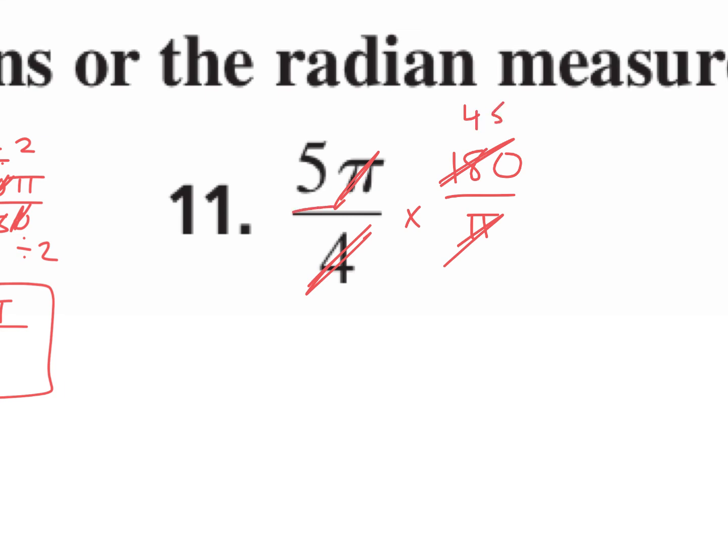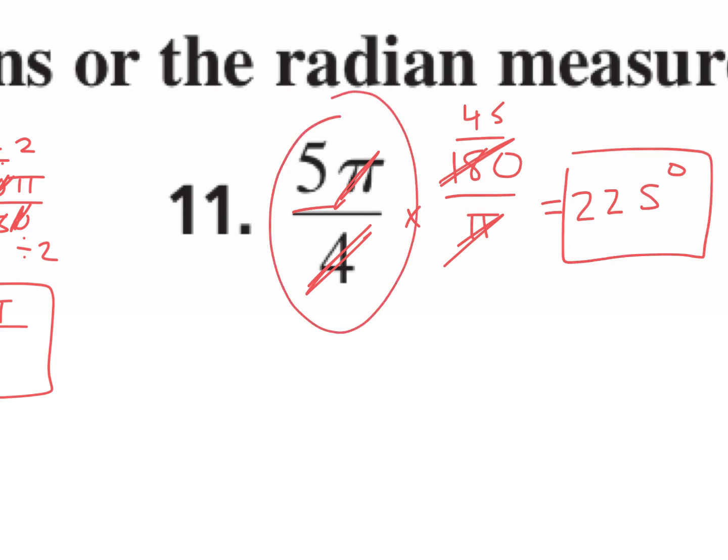So then we're just left with 5 times 45. What's 5 times 45? 225. And then we have to put that little degrees symbol there. I think this was a special one also. Yeah, so it's on our circle. If we just look and see where 5 pi over 4 is, we know that that is 225 degrees.